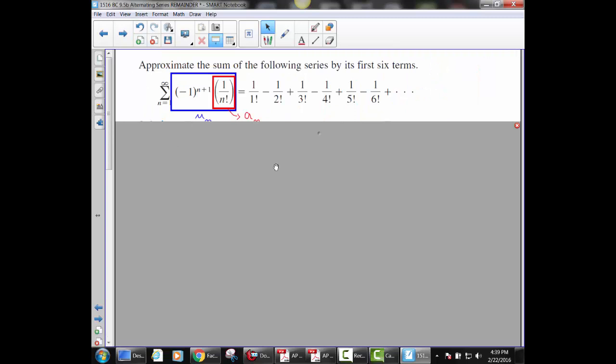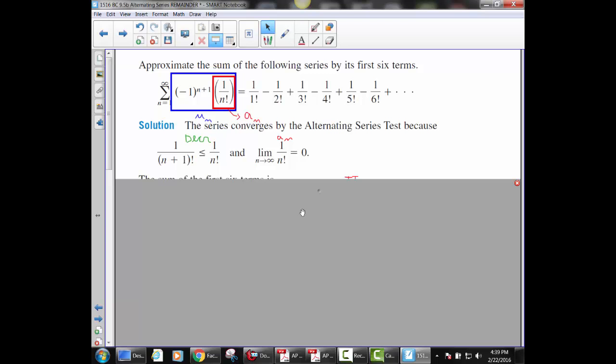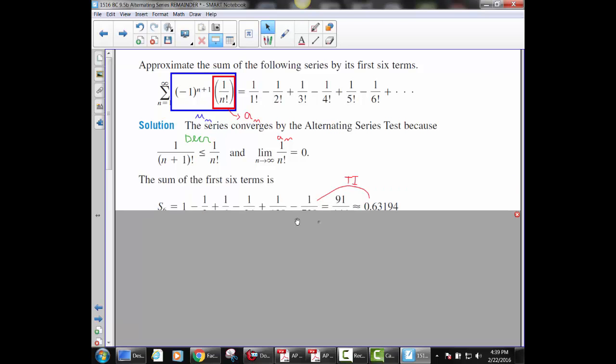Okay, here's one. Approximate the sum of the following series by using its first 6 terms. Now again, just to review, the whole thing to the right of the summation is UN, but the part of it that does not include the -1 to a power, that's your AN. So writing this out, it's 1 over 1 factorial minus 1 over 2 factorial, etc. The series converges by the alternating series test. Remember, you got to make sure your terms are positive, which they are, and decreasing, which they are. And then you got to find the limit as n goes to infinity of AN, which sure enough is 0.